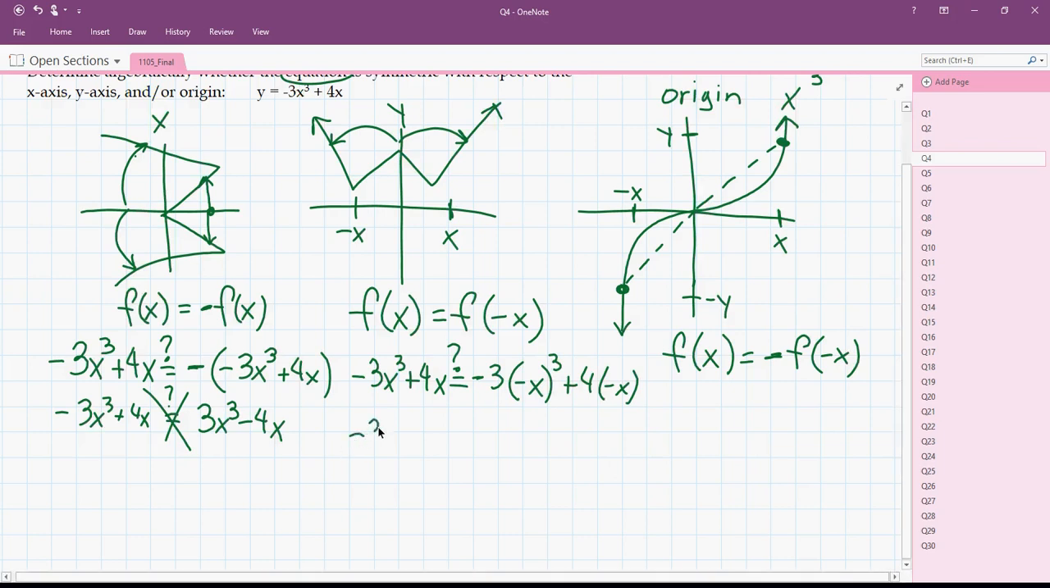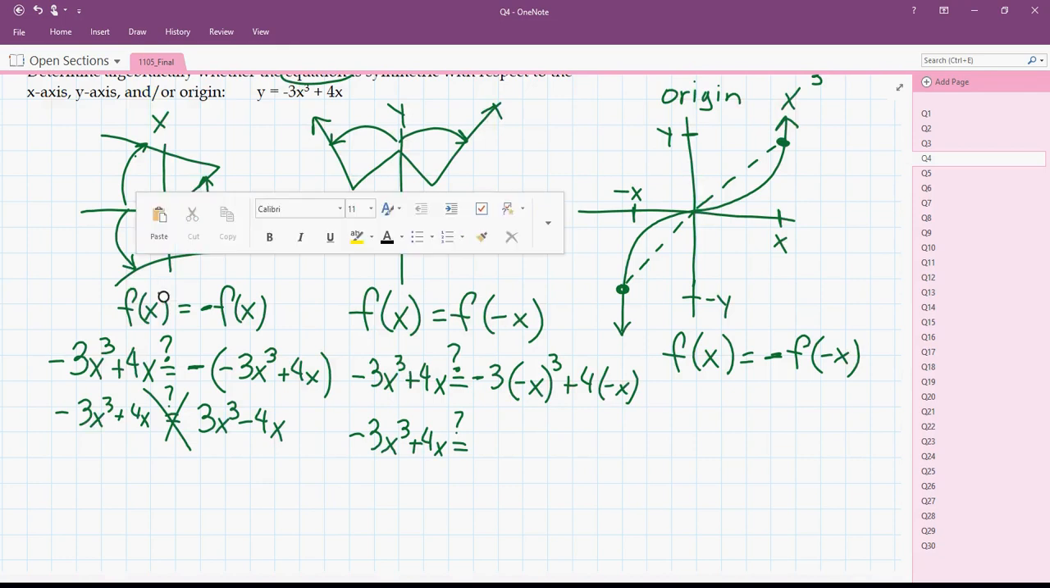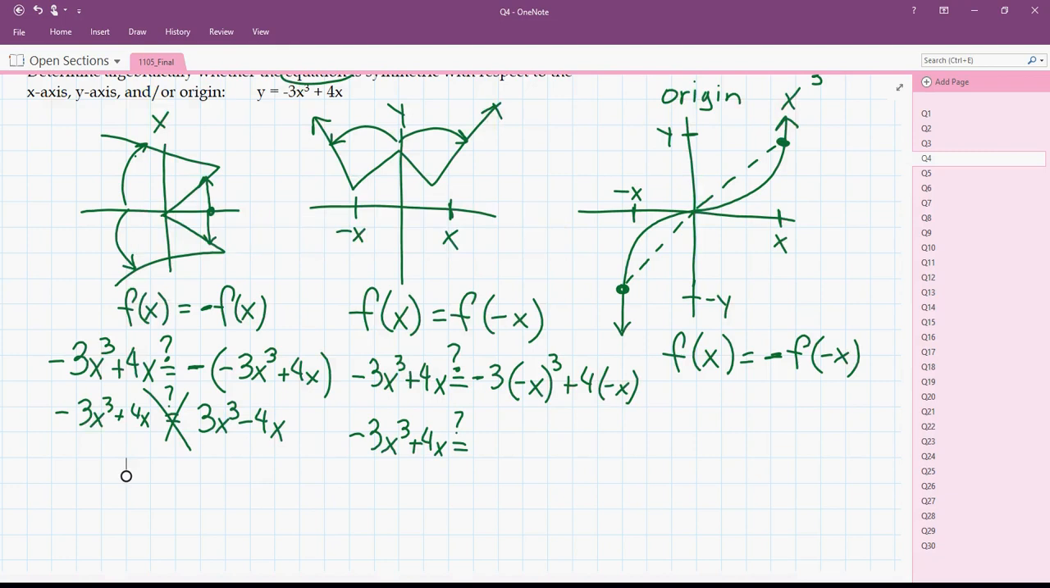So if you have a negative, why does it keep falling asleep? I'm writing on it.